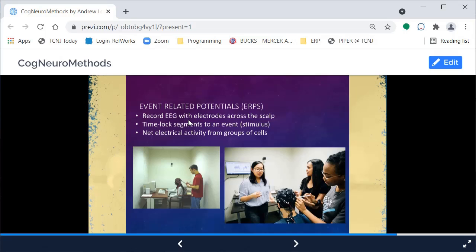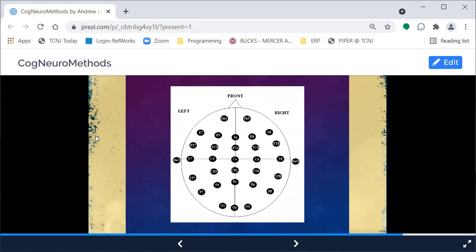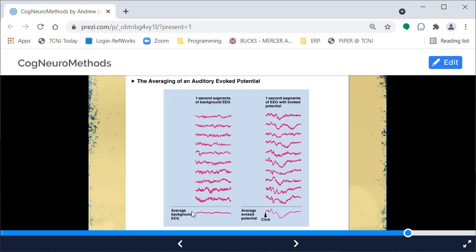So I have an ERP lab here at TCNJ, and these are pictures from our basement lab where you place electrodes all across the scalp and record from them. This is a traditional electrode placement, and you're sampling across the scalp. And this is an example of if we took random segments of EEG and averaged them together. Remember the averaging procedure. You can see that there's no signal there. All of it is random activity, and it gets canceled out.